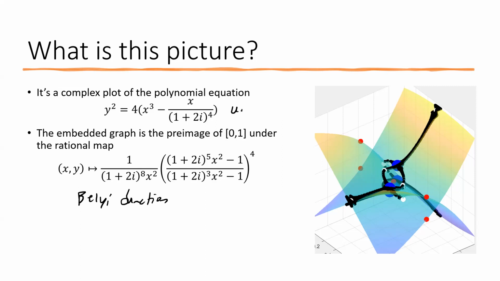And this is my underlying surface. Together, this is what's known as a Belyi pair. And the dessin is the pre-image of the unit interval under this Belyi function. So what you see plotted here, the black lines, are the pre-image of the interval 0 to 1 under this rational function.